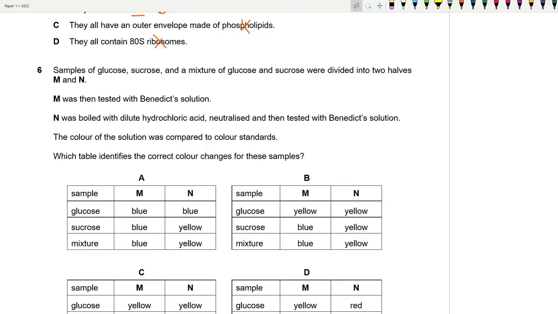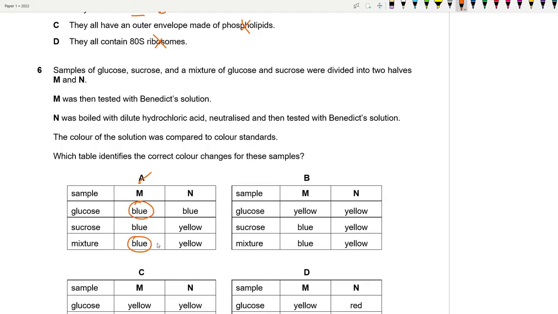Okay. So if we test M with a Benedict solution, we're going to get a positive test, but it will only be due to glucose, and slightly due to the mixture. Basically, A is wrong because this part can't be blue. The color change goes from blue to green to yellow to orange to a brick red precipitate.